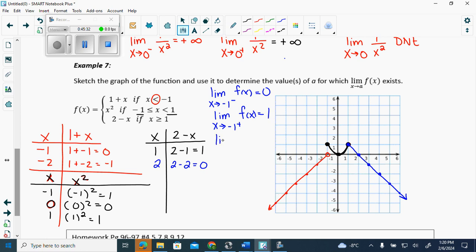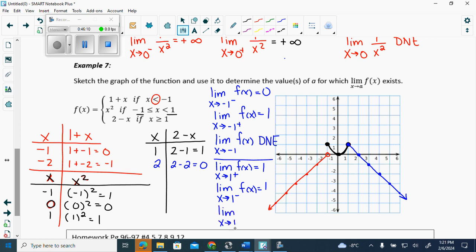So the limit as x approaches -1 of f of x is what? Does not exist. We agree? And what's the other point we're looking at? 1. x equals 1, right? So we do the limit as x approaches 1 from the right of f of x. It's approaching 1. The limit as x approaches 1 from the left of f of x is 1. So the limit as x approaches 1 is what? 1, because it's the same.